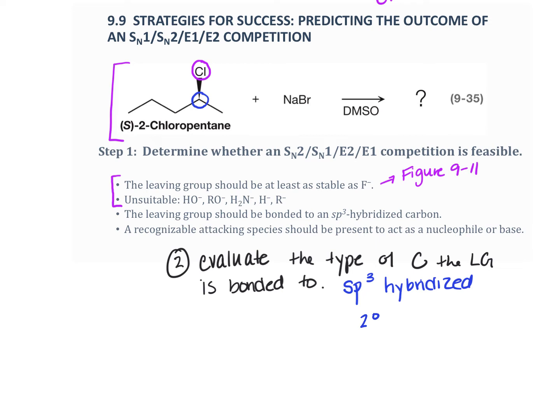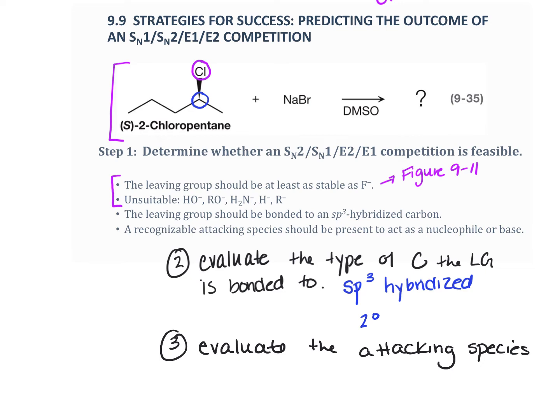Then what we need to do, step 3, is evaluate the attacking species. By evaluating the attacking species, what we're really doing here is just identifying if there's a recognizable attacking species. And so when we look at this, this is our attacking species.